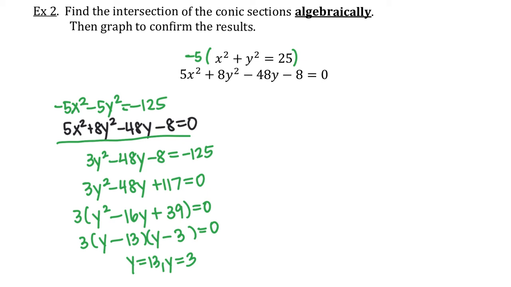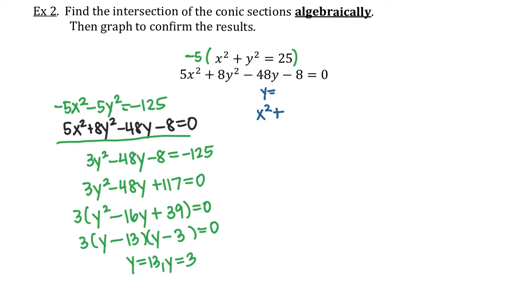If you wanted to do substitution, I would solve for x squared. So x squared would equal 25 minus y squared. And then I would make the substitution right here, and I would have to distribute, and I would get the same answer. Okay, now I can plug the y into either of these equations. The first equation looks significantly easier to me, so I'm going to go ahead and plug it into that one.